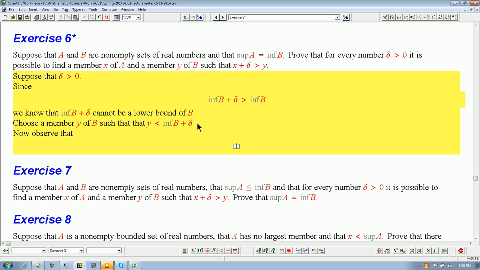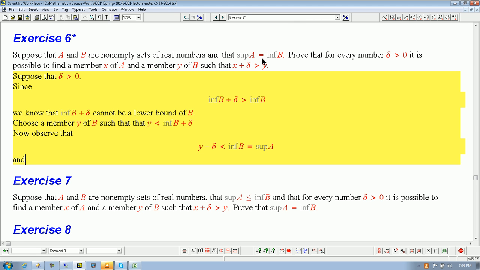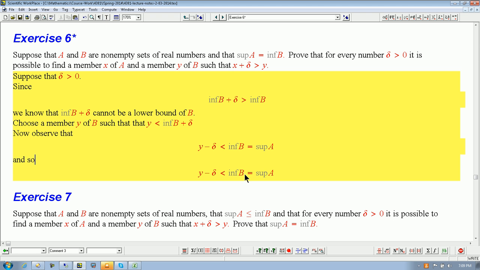Please observe that y minus delta is less than inf b, right? And it's about time I use the given information that inf b is the same as sup a. Okay? Let me just rewrite this inequality.